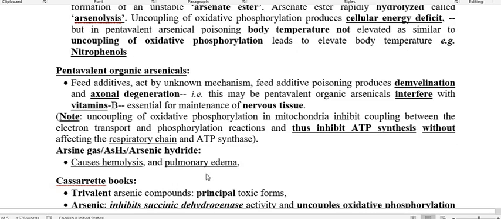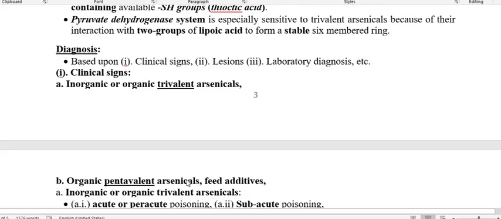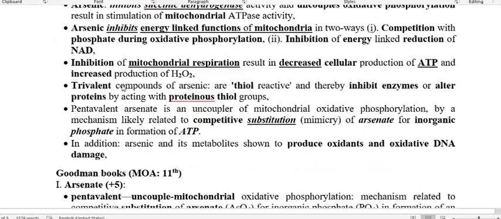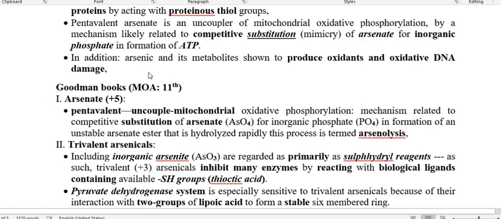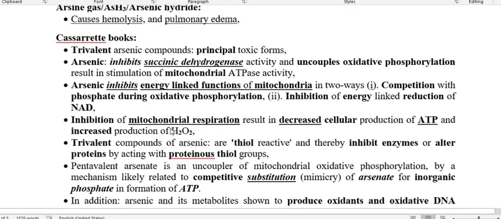So this is about the mechanism of toxicity of arsenic. Here is the other mechanism of action that we have collected from Casarett and Doull. This is also from the toxicodynamics, that is, the mechanism of toxicity of arsenic, explained by Goodman and Gilman and by Casarett and Doull, and all explain it the same way.